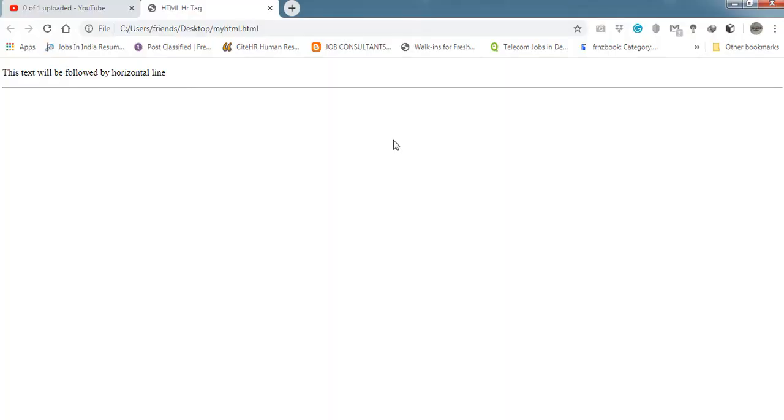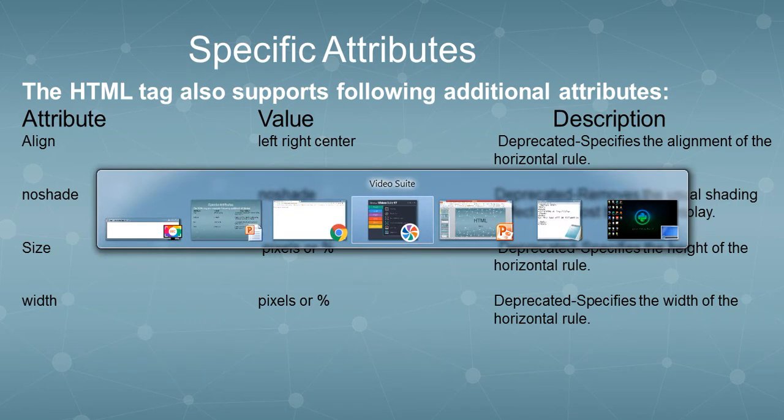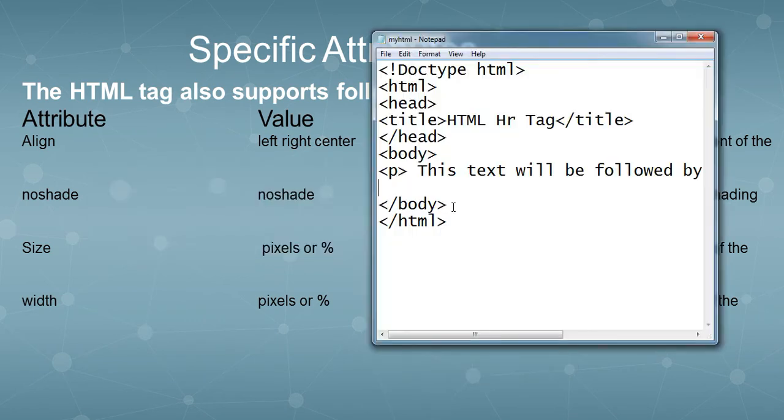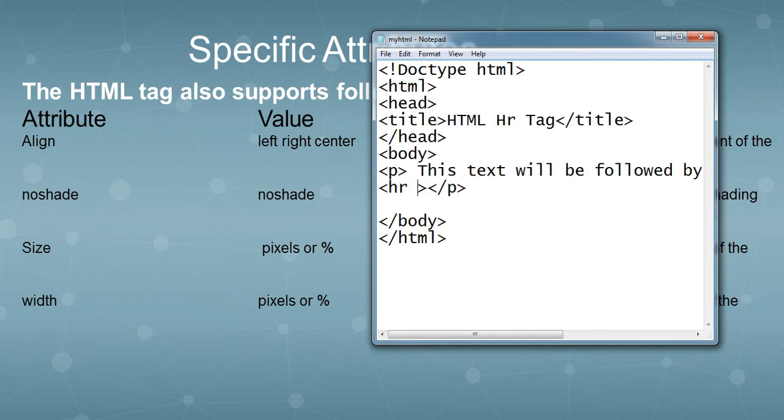So student, we will do it practically now in the coding. We need to go to our particular file, that is the Notepad file. So I am using the horizontal tag. Here I am using width first of all.